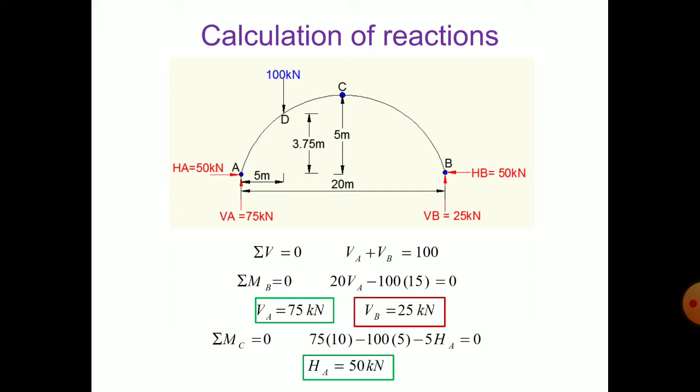Taking moment about C, we can find the horizontal thrust at each support. So taking moment about C, we have HA into 5, that is anti-clockwise, 100 into 5, that is also anti-clockwise, and VA into 10 meters, that is clockwise. So from this we get HA equal to 50 kilonewton.